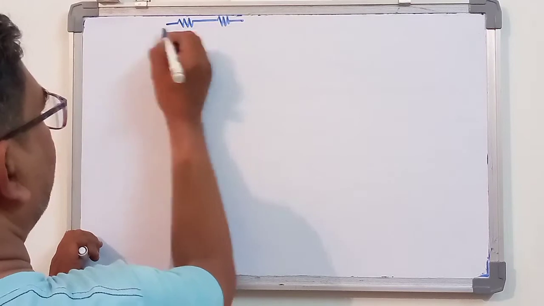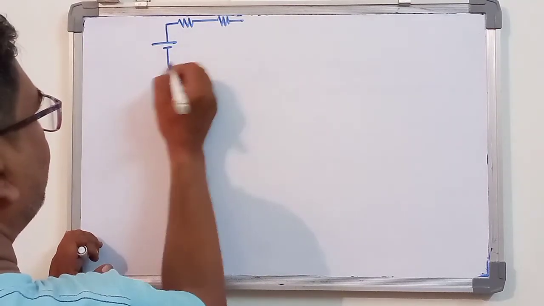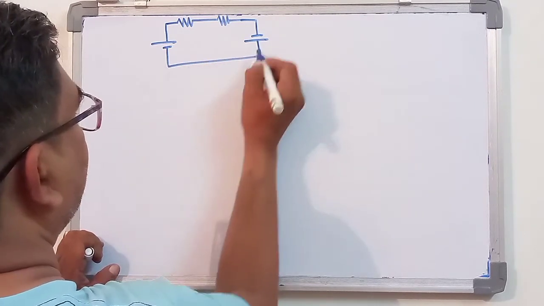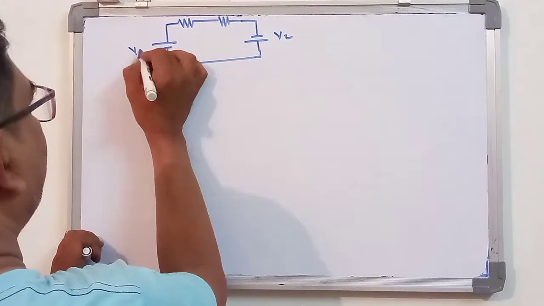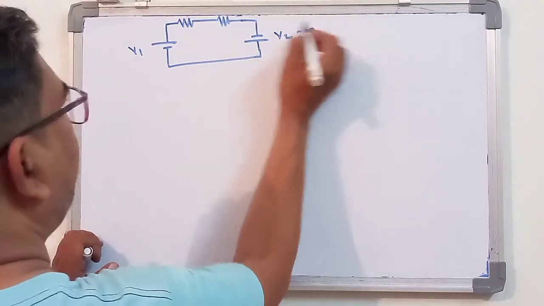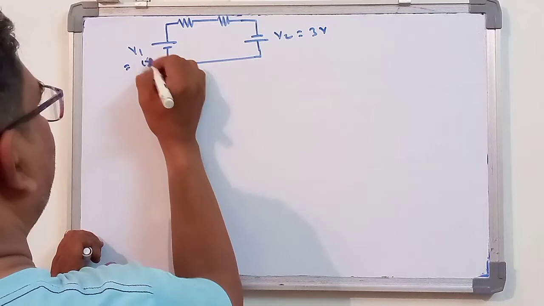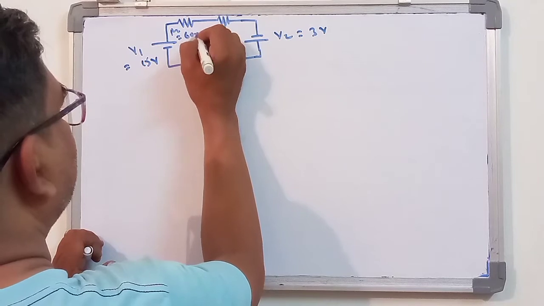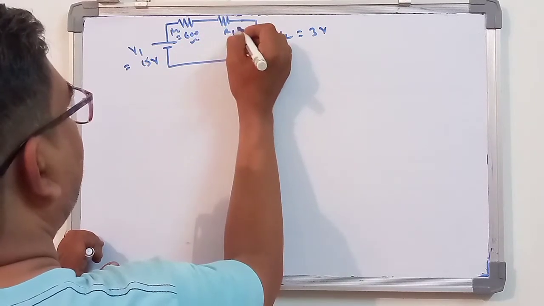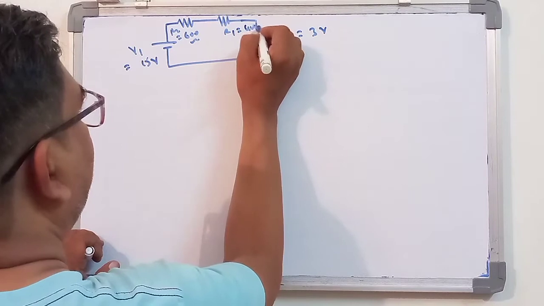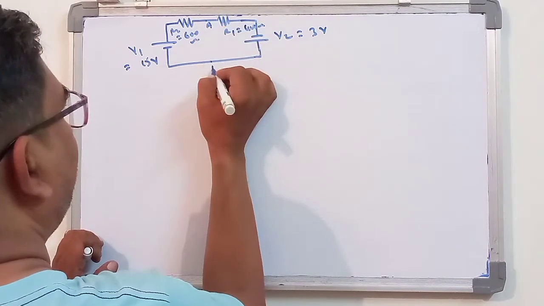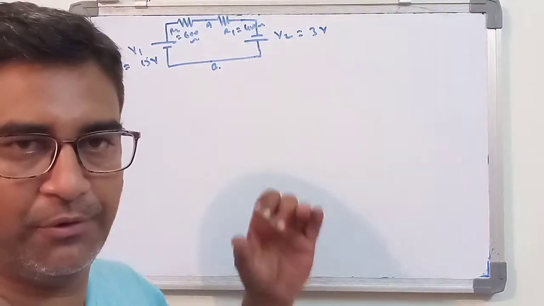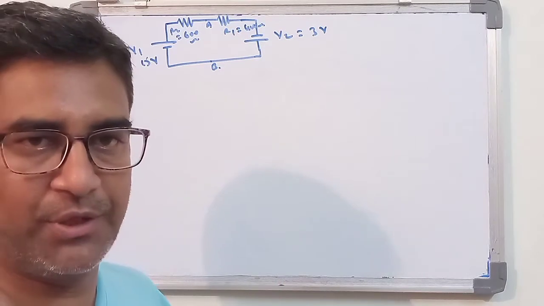Consider one resistor and the voltage sources. V2 is 3 volts, V1 is 15 volts, R2 is 600 ohms, R1 is 400 ohms, with terminals A and B. This is the problem given to you, and you are told to solve it using the superposition theorem.